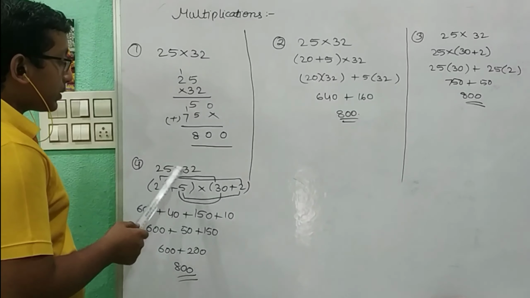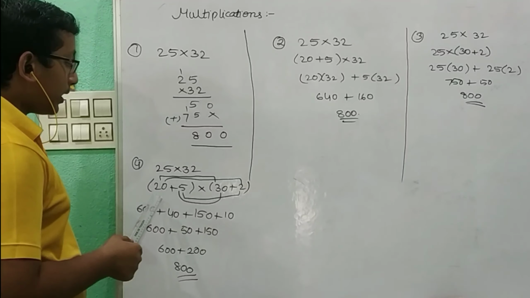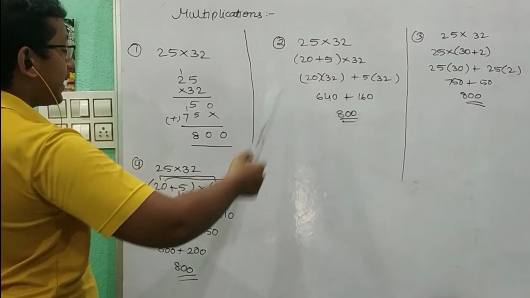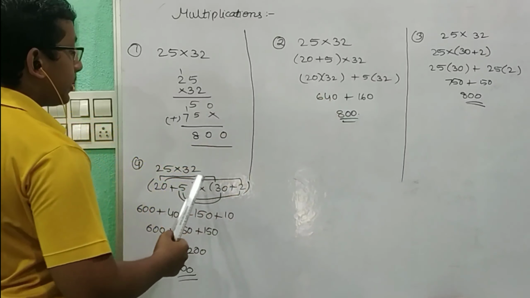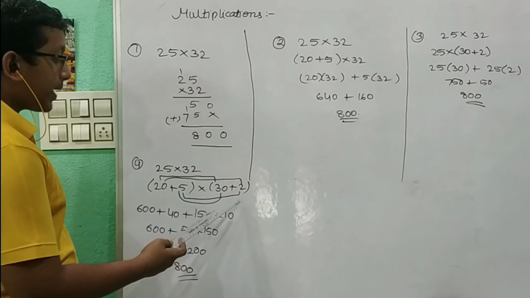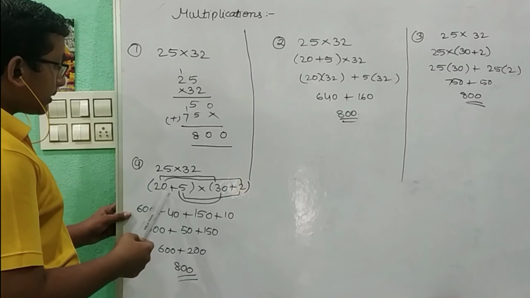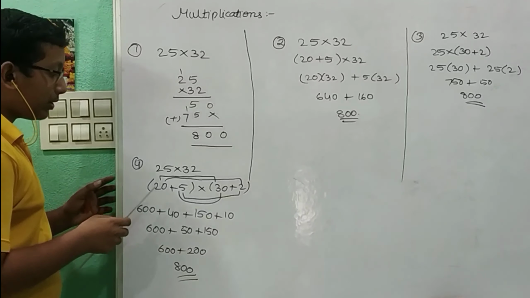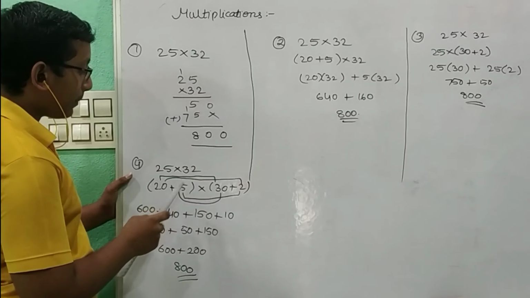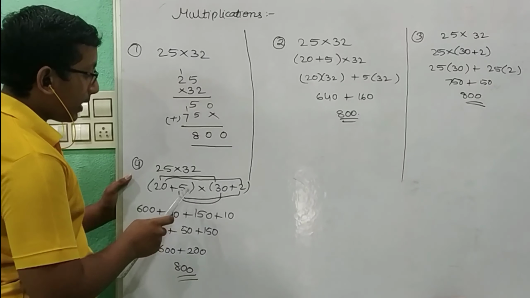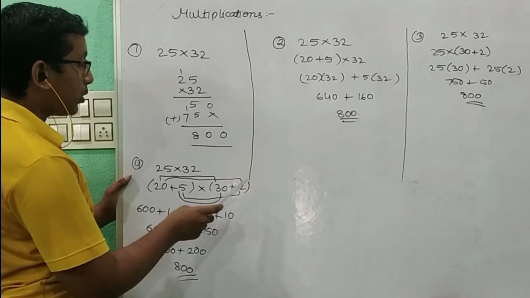So the fourth method is 25 into 32, same question. Now this 25 can be written as 20 plus 5 and this 32 can be written as 30 plus 2. So as this I wrote. Now you should do 20 into 30 one time and 20 into 2 one time, and 5 into 30 one time and 5 into 2 one time.